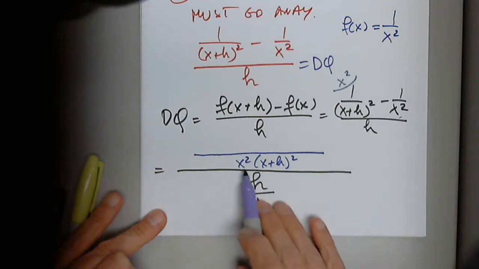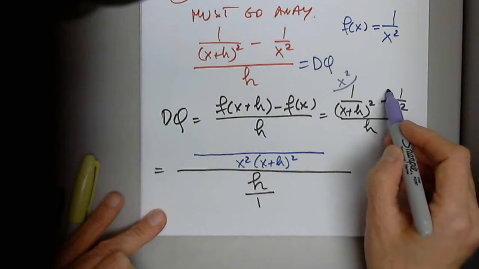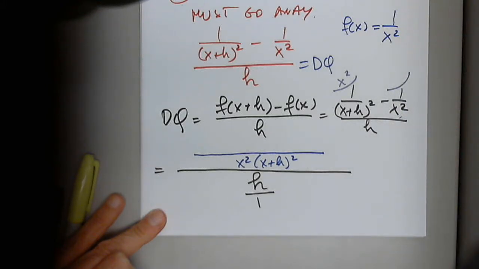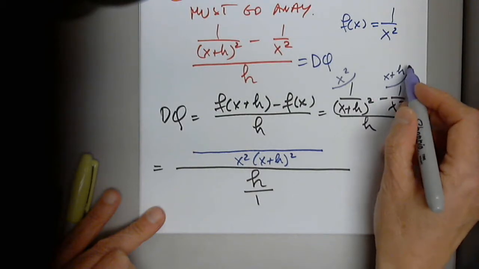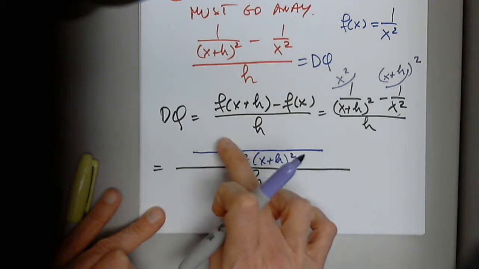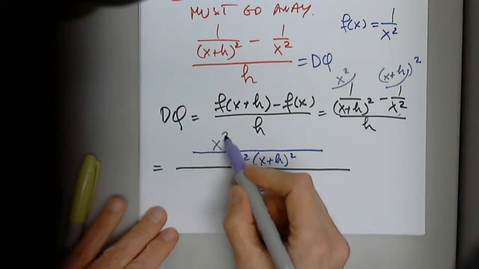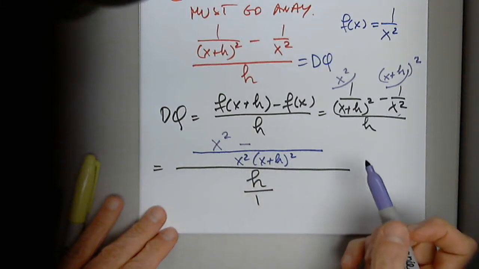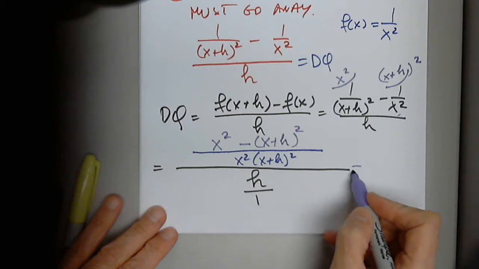X squared was multiplied by x plus h squared. I need to multiply the numerator by. Very good. Awesome. So now can anyone dictate the numerator of this fraction? Yes? Minus x plus h squared.